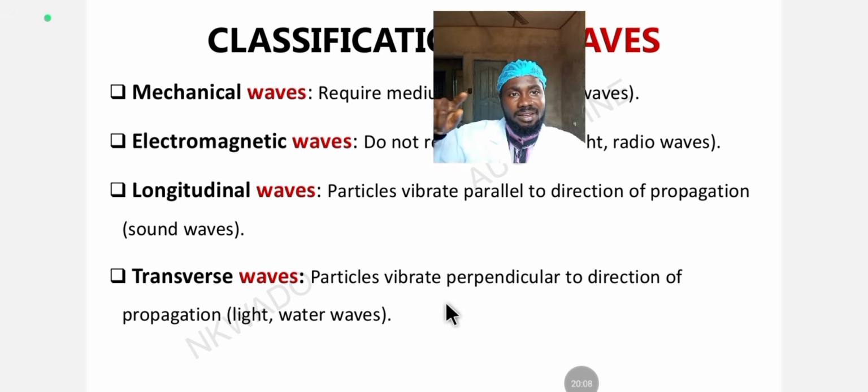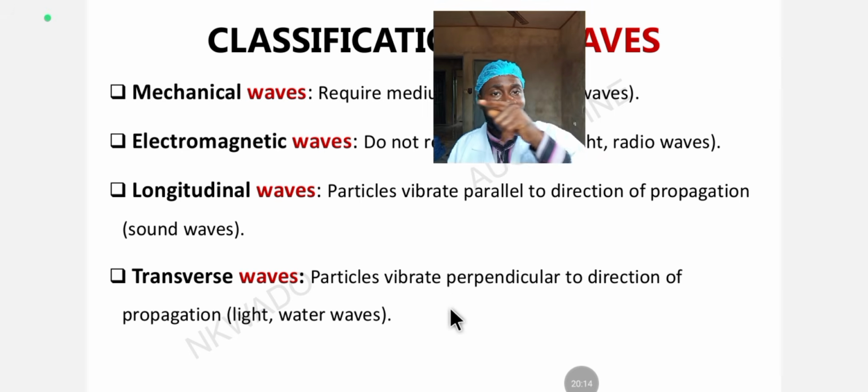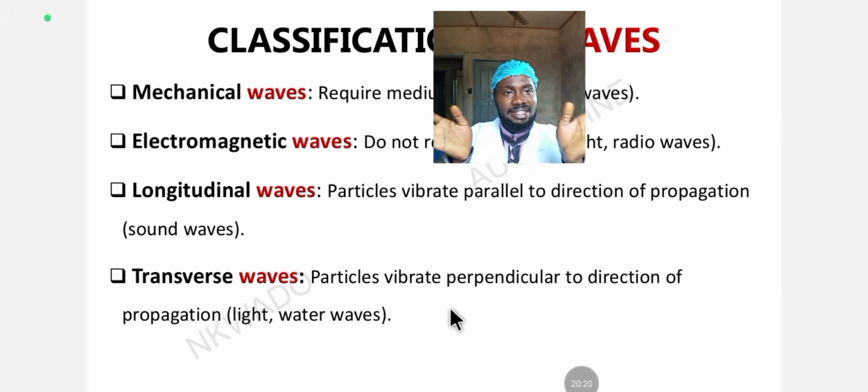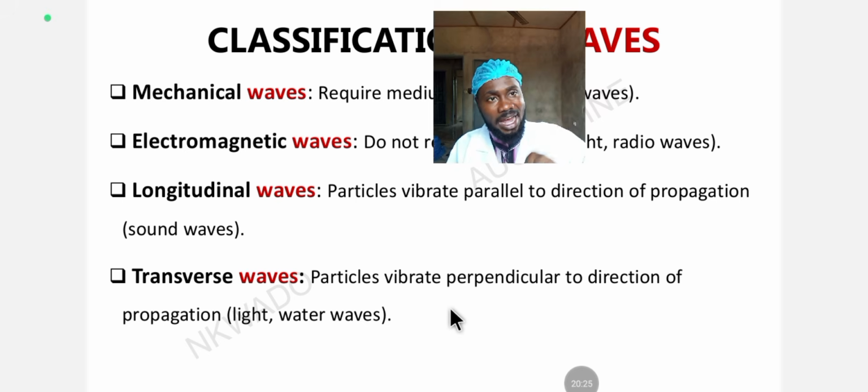Like this. Particles vibrate perpendicular to what? To the direction of propagation. This is how the particles vibrate. So the particles vibrate like this in a transverse wave. Then in a longitudinal wave, the particles vibrate like this. Both of them are oscillation. This is an oscillation and this is an oscillation.